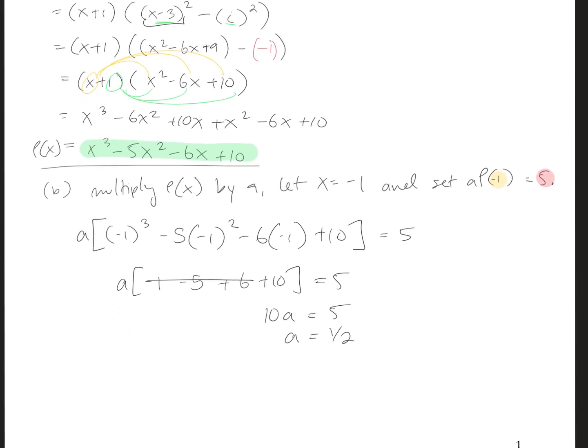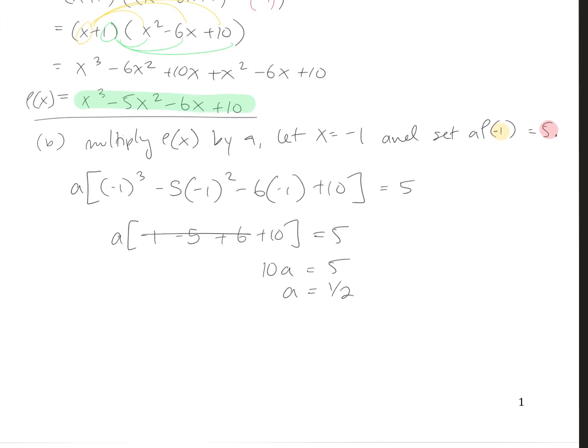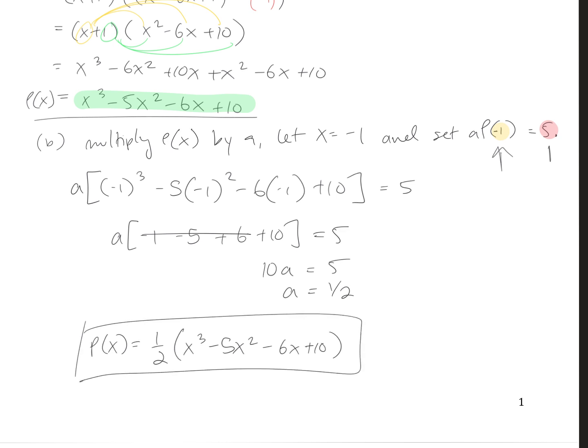So now, with that special factor of a half, we create a function that'll specifically give us a 5 when I input a -1. So my function is 1/2, and then x cubed minus 5x squared minus 6x plus 10, which you could multiply out if you wanted to. But again, this specific one will give me 5 when I input -1.